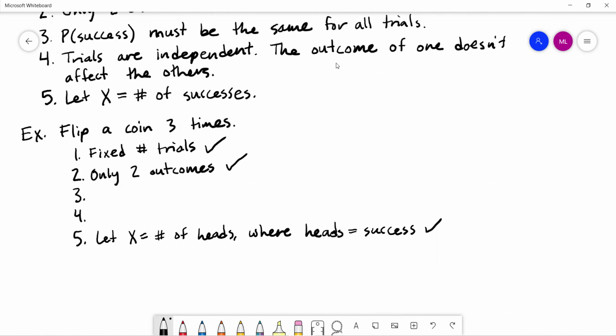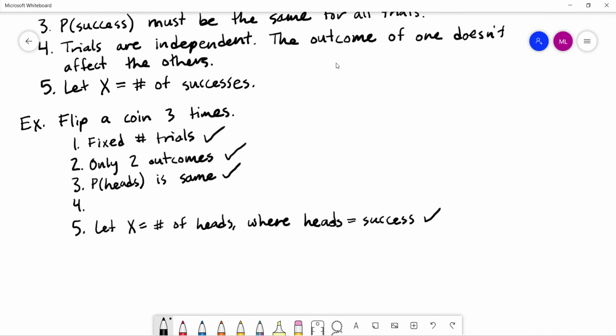Is the probability of a success the same for all trials? Well, in this case, that's the same as saying the probability of getting a heads is always the same, which it is. It is always, on a fair coin, 50%. The fact that I flip a coin and it lands on heads doesn't mean that I've used up a heads and I'm now less likely to get heads the next time around. Every time you flip a coin, it has a 50% chance of landing on heads.